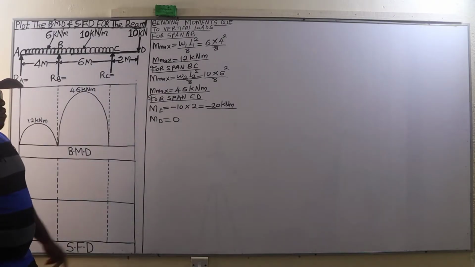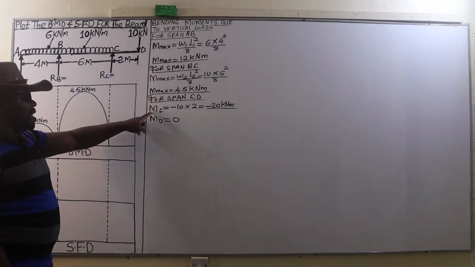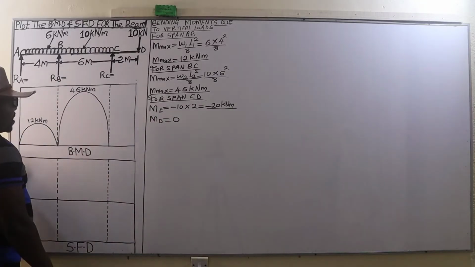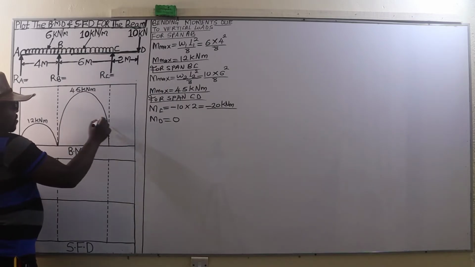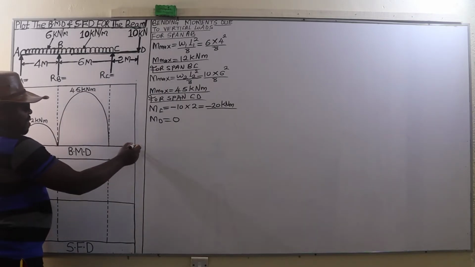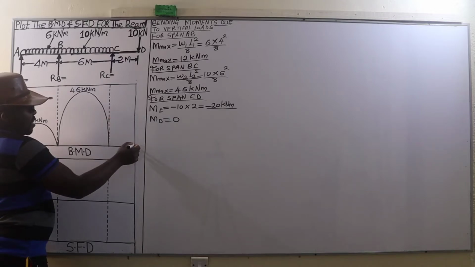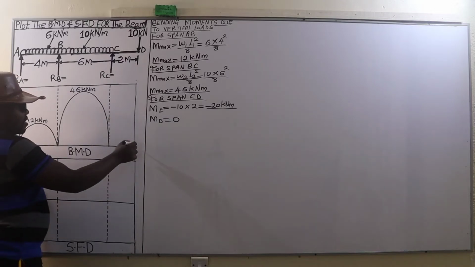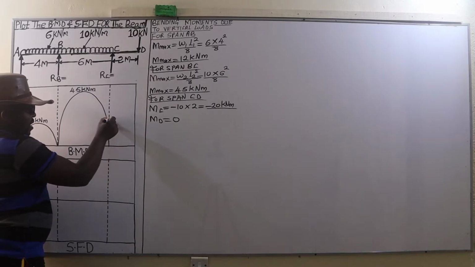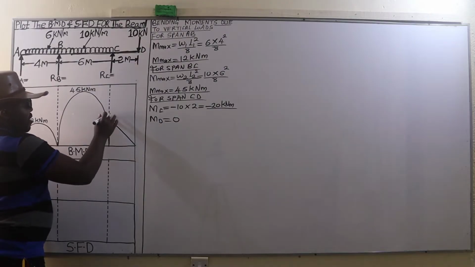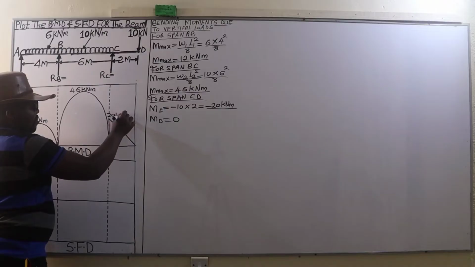Then we have the bending moment at C, which is a negative 20 kilonewton meter. So if I approximate 20 to be at that point, the bending moment at D is 0. So we are going to join this bending moment of 20 kilonewtons meter to the 0 bending moment at D, and that is how it's going to look like. So this is a negative bending moment of 20 kilonewton meter.